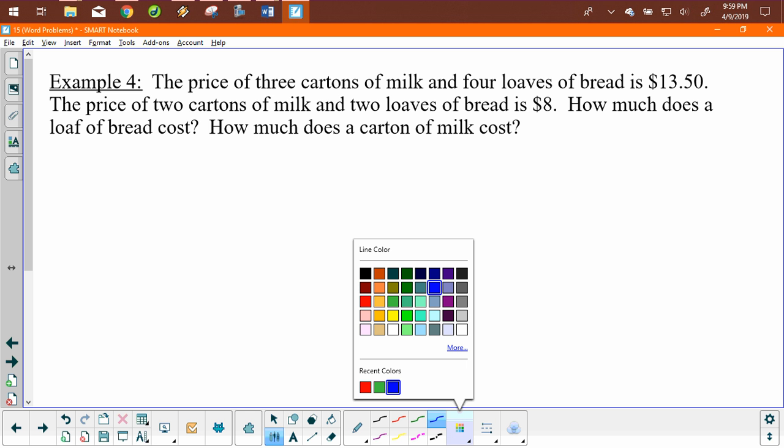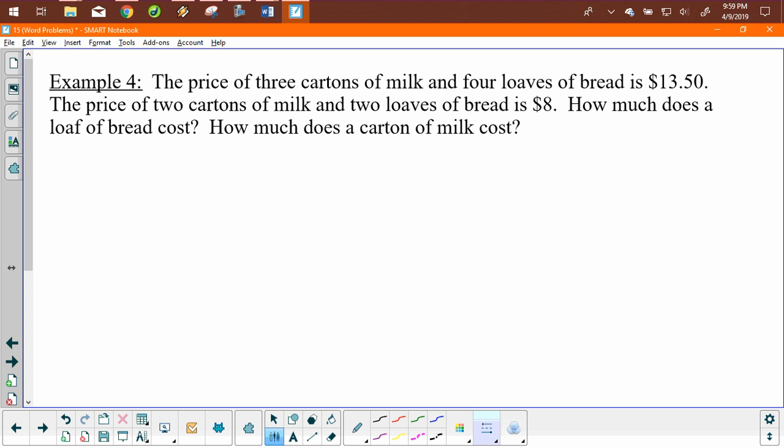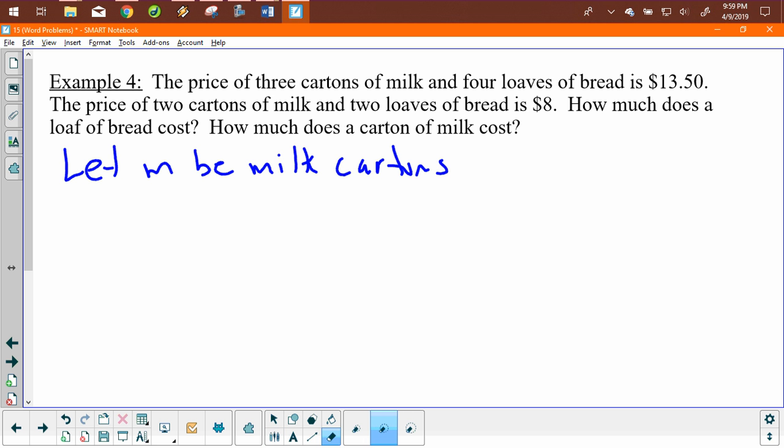Okay, so this one is a little like the one with the parrots and the puppy dogs we did the other day. So we'll just write out what it says pretty much. 3 cartons of milk. Actually, wait, before I do that, I should use some variables. So let's say, let M be the number of milk cartons. The price of a milk carton, right? That's what we want to know, is how much they cost.